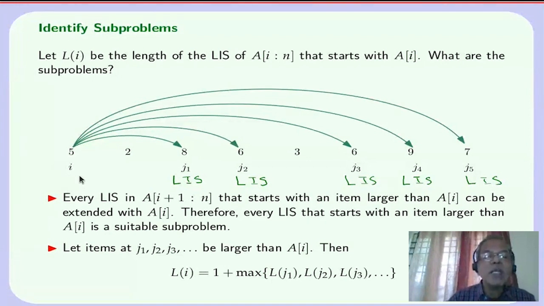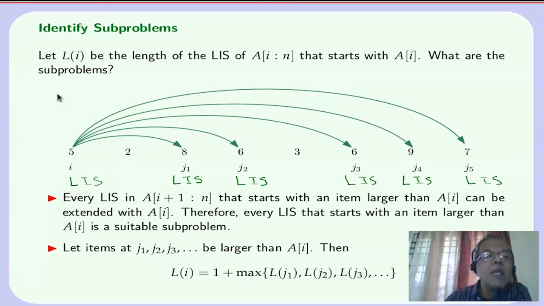So the longest increasing subsequence, LIS, that starts with 5 is simply the maximum of the 5 LISs plus 1, if I am interested only in the length. So how many subproblems do I have? 1, 2, 3, 4, 5. I have 5 subproblems. Solve all these 5 subproblems. Take the maximum of the 5 values, then add 1. That is the length of the LIS. Even though I write LIS, actually we are interested only in the length of the LIS.